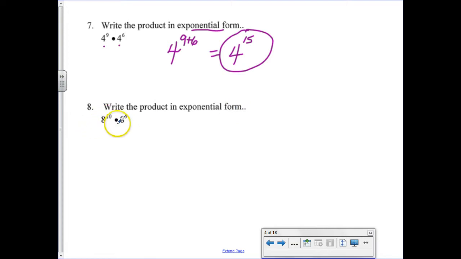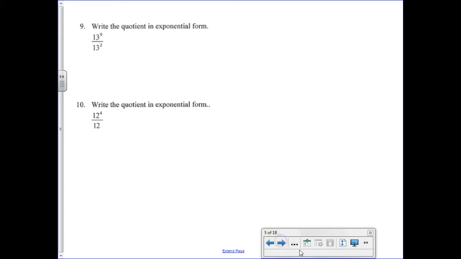8 to the 10th times 8 to the 5th power. This means 8 to the 10 plus 5 power, or 8 to the 15th. This would also be a huge number if we were going to evaluate it, and you would definitely use a calculator. That would be awful.